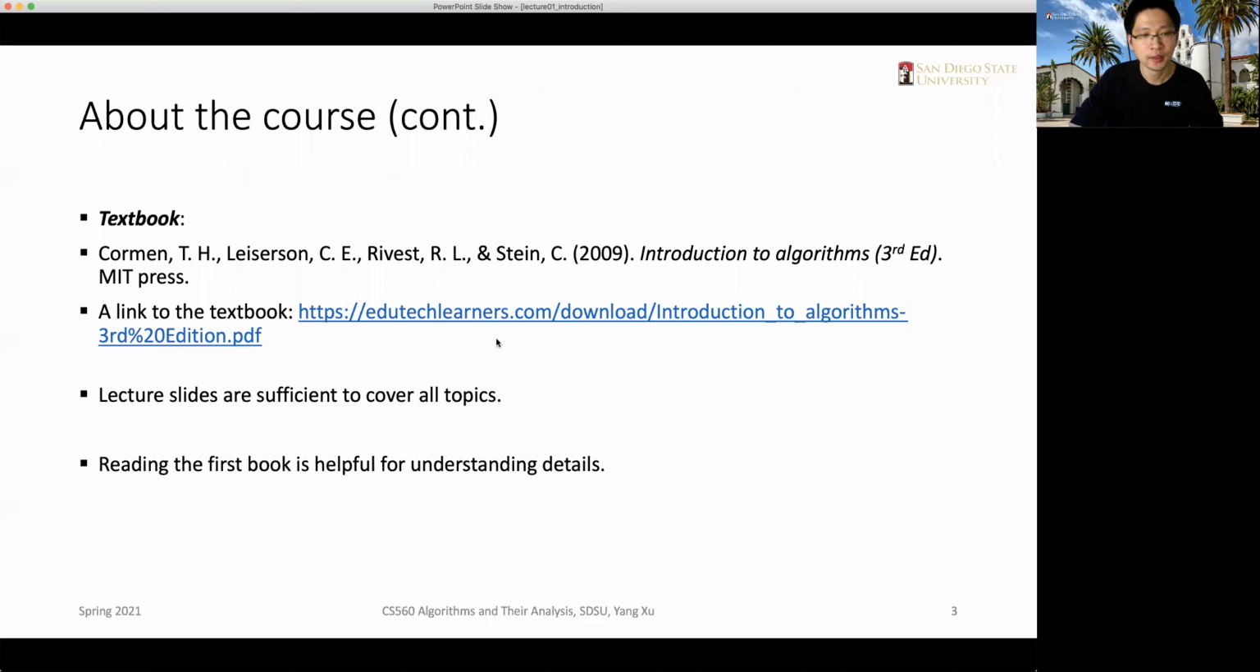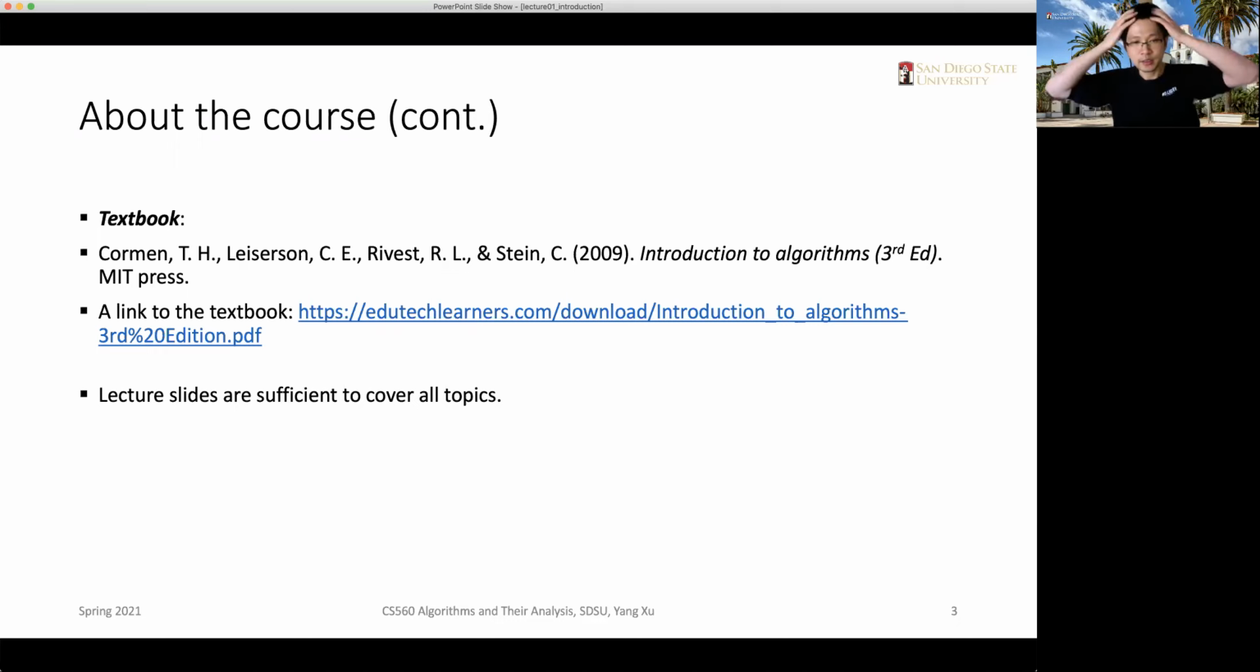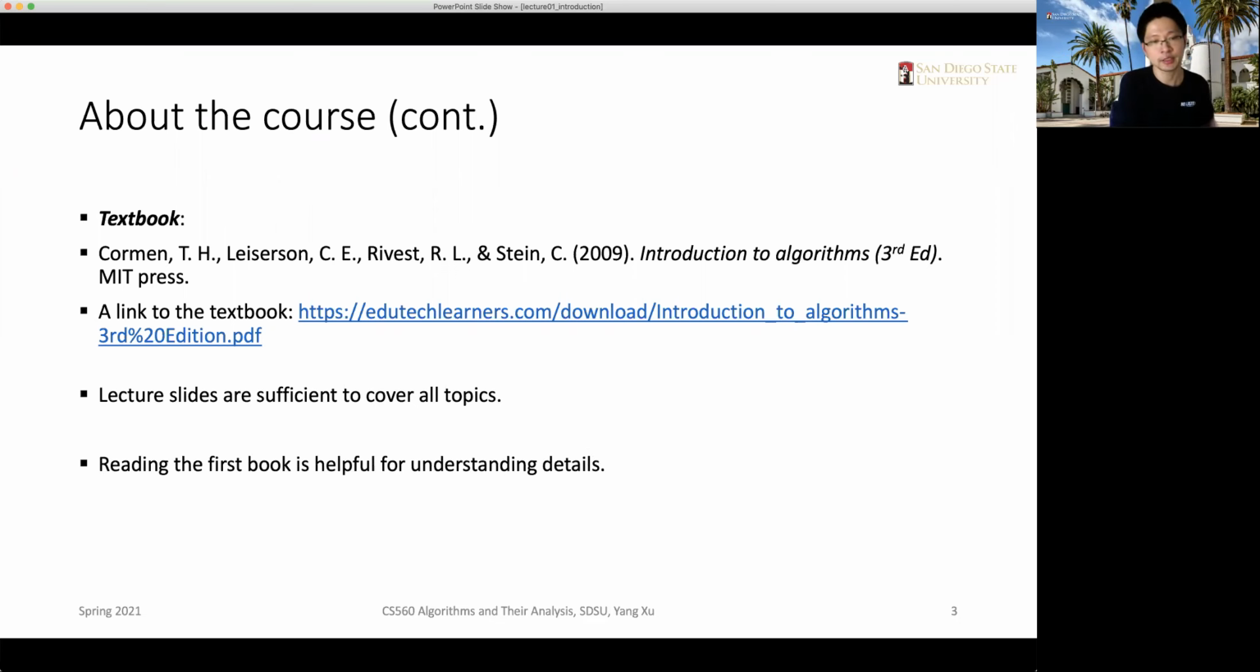Okay. All right. So the slides will be provided for all the lectures, and I think that is pretty much sufficient to cover all the topics. But reading the full chapters of the textbook would be very helpful to understand the details, because in the slides, I'm not going to cover everything that is shown in the textbook. So basically, this is a very good book that's worth reading.